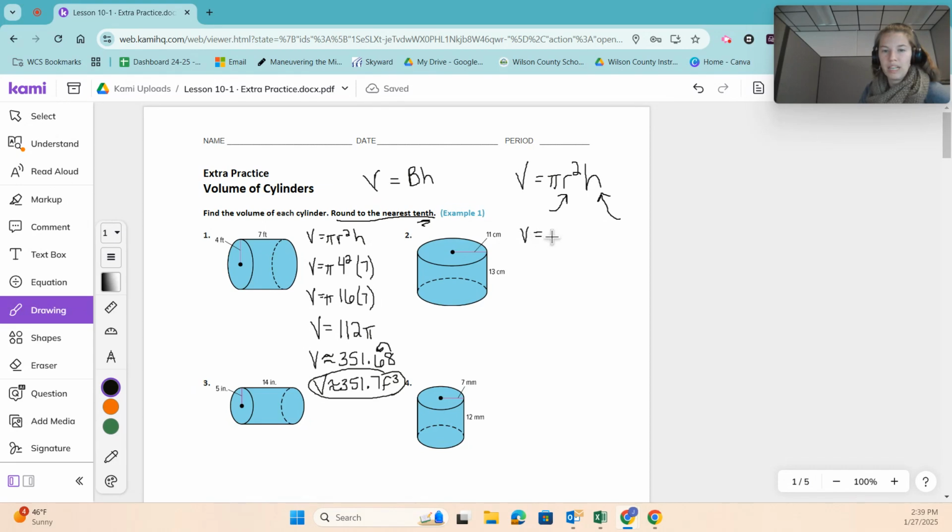So same formula here because we are looking at a cylinder. Pi times radius squared times that height. Volume equals pi times my radius is 11 here, the distance from the center to the edge of the circle, times 13. Volume equals pi times 121 times 13. And that's going to be 1,573 pi.